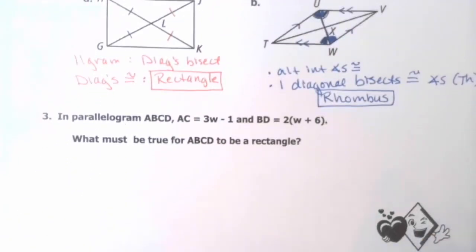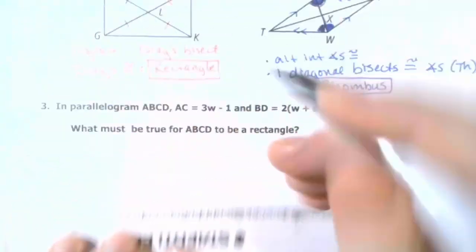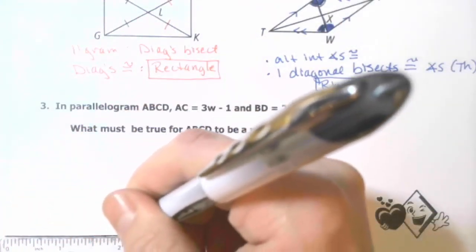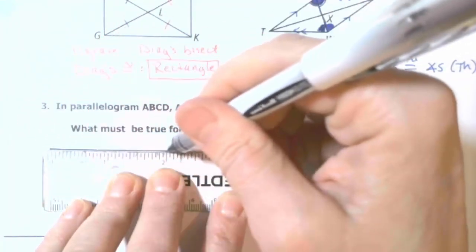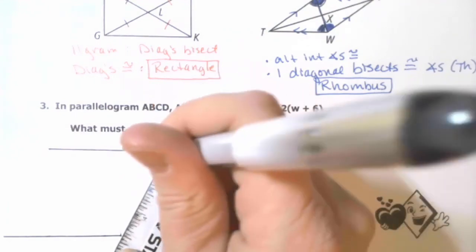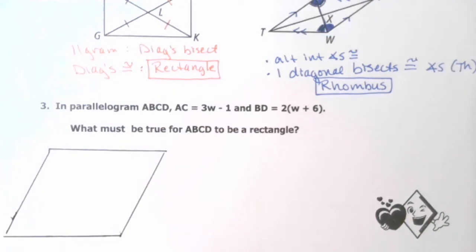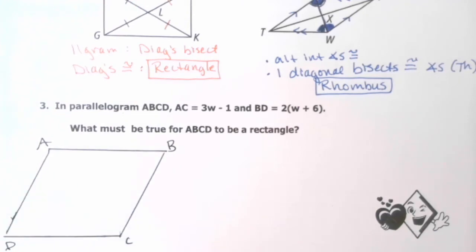All right, let's do number 3. It says in parallelogram ABCD. Now you're going to want to draw these, and it's really easy to draw a parallelogram. I usually just draw a horizontal line about 2 inches, and then I go up and to the right and draw another horizontal line that's about 2 inches and connect the ends. And that'll give you a pretty decent figure to label. Okay, this is ABCD, and it is a parallelogram. Okay, so let's mark these parallel.